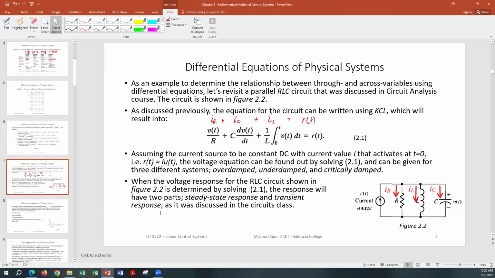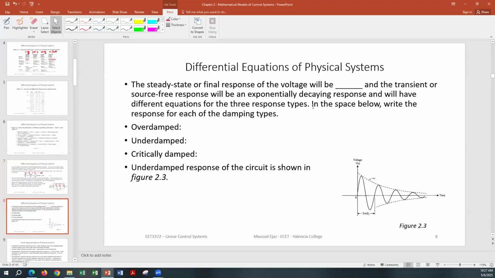It will be 0. Why? It is 0 because of the inductor. When the inductor is fully charged and this is a DC source, it is going to act as a short circuit. If it acts as a short circuit, the output voltage eventually is going to become 0. So the final value of the voltage, the steady state value, is going to be 0 because the inductor is going to be fully charged and act as a short.